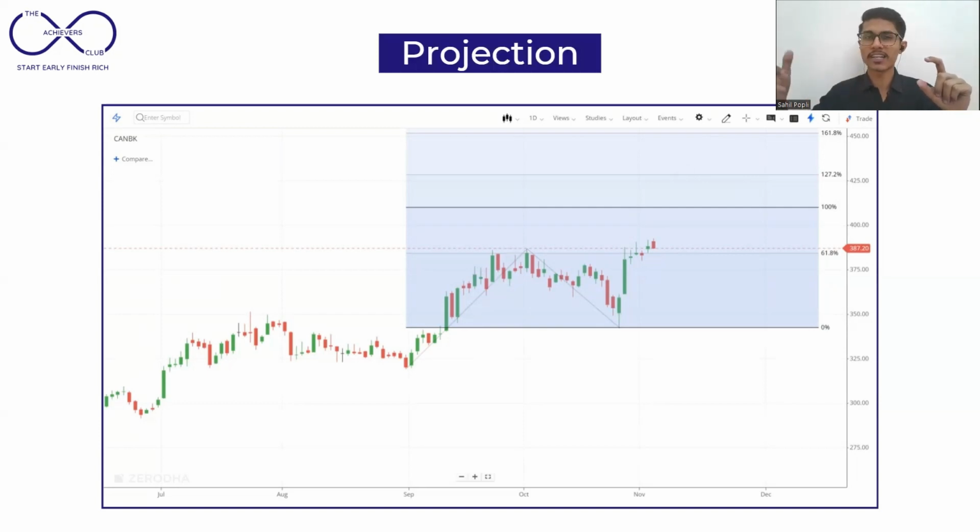127.2% move, which means like 127. And similarly, we have 161% and so on, the ratios which I actually mentioned. So that's what this is all about, and I hope that you are absolutely clear about it.